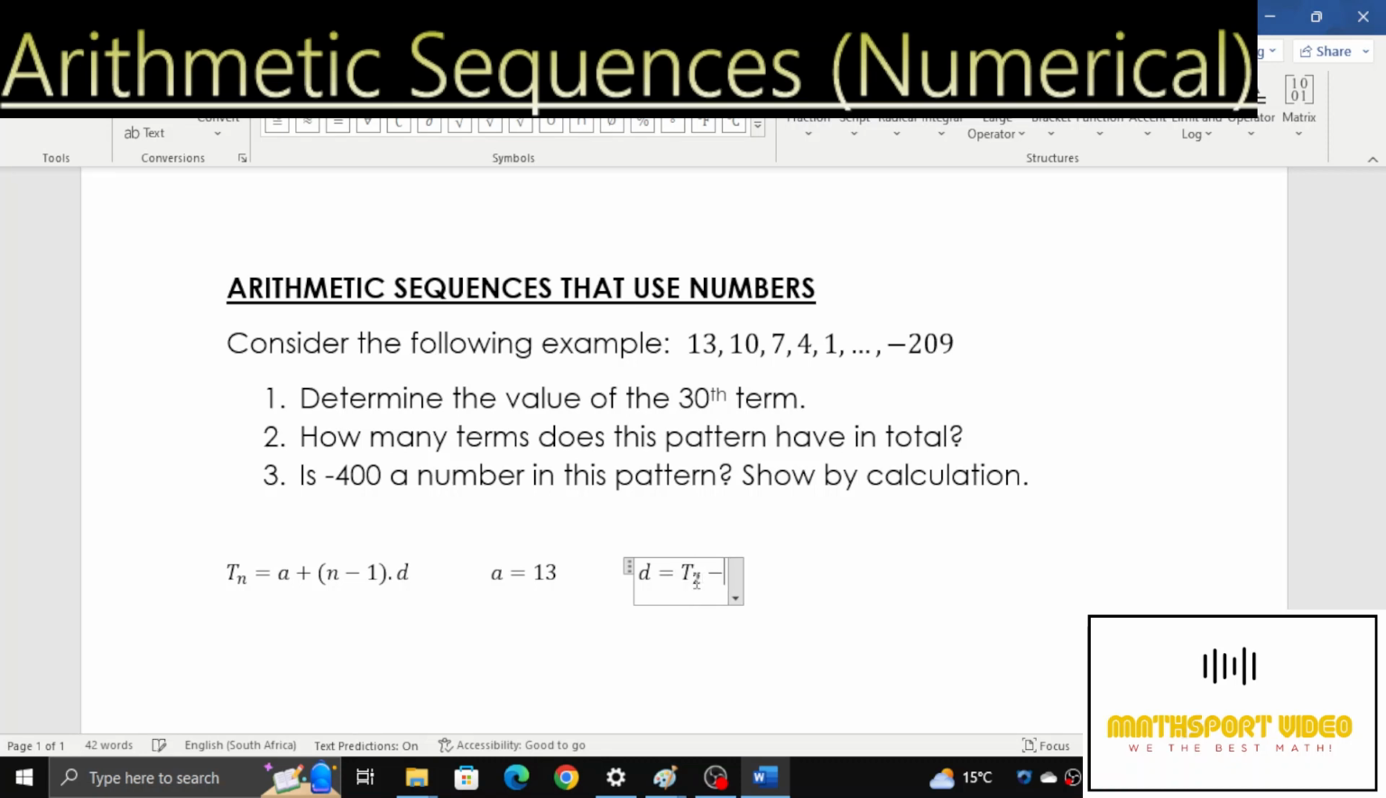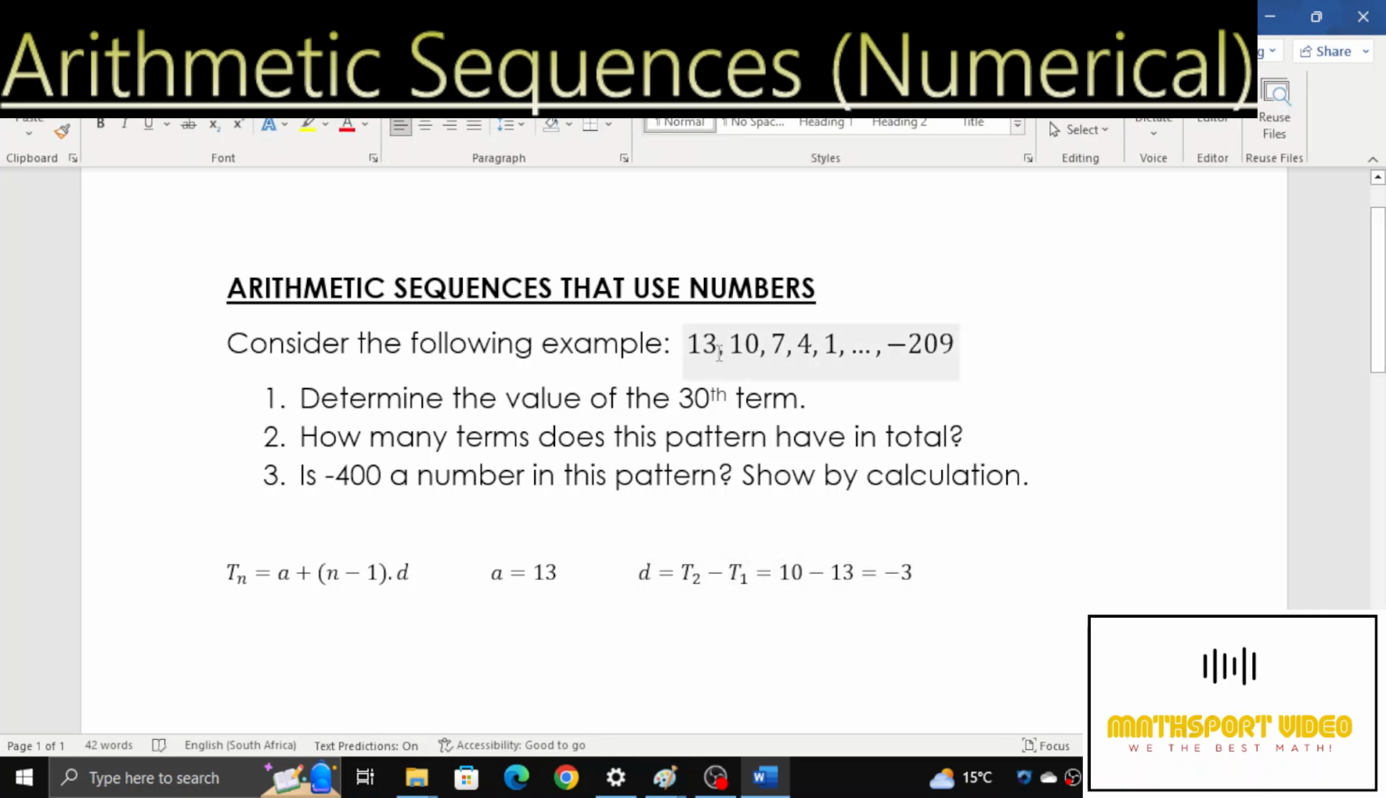So for example, we can use t2 minus t1. So that's going to be 10 minus 13, or we can use t3 minus t2, 7 minus 10. But if we use 10 minus 13, we can easily see that the difference there is negative 3. So basically, we are subtracting 3 every single time so that we can get to the next term.